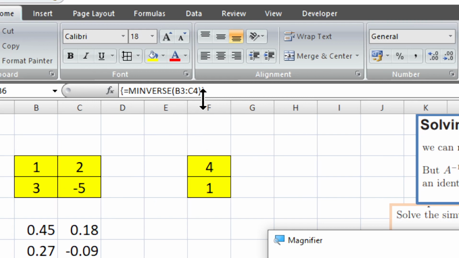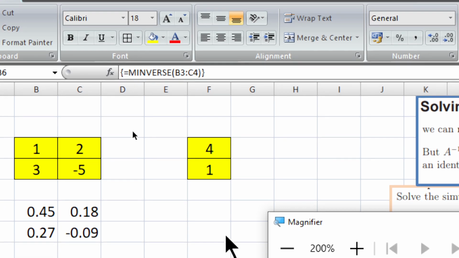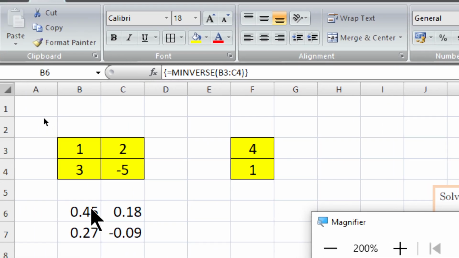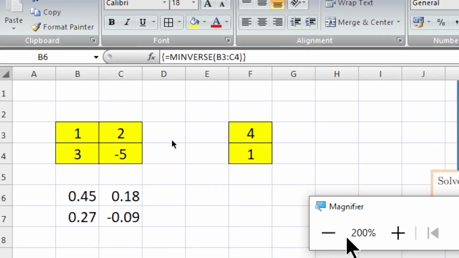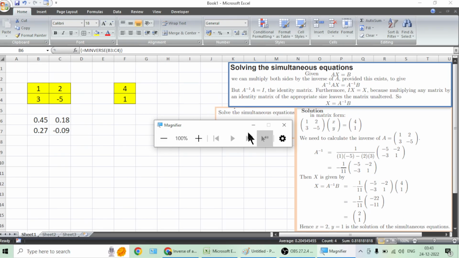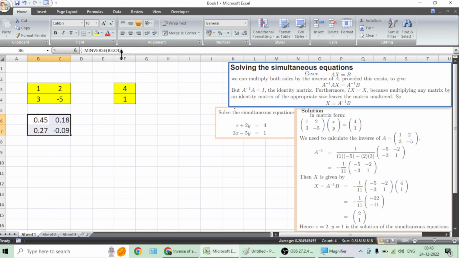Now see this. There is this simple formula, equals MINVERSE and the range of the array. After that you see these 2 curly brackets. These 2 curly brackets are showing that all 4 cells need to be populated with that formula. So the curly brackets should be placed.